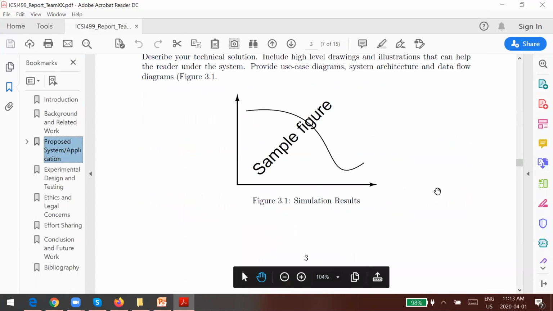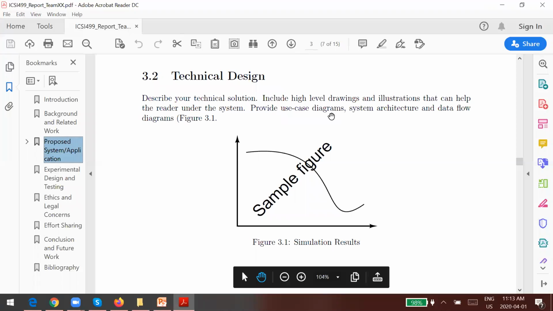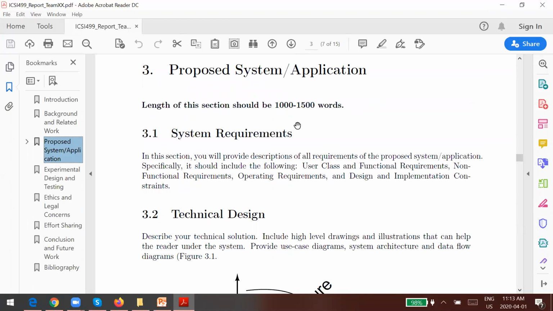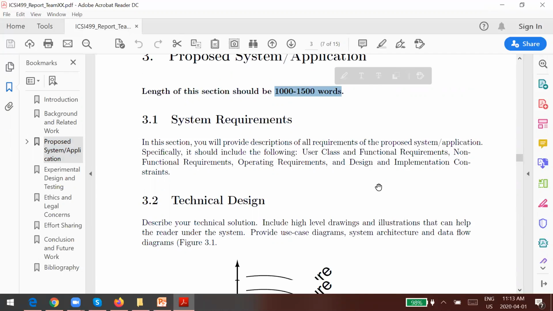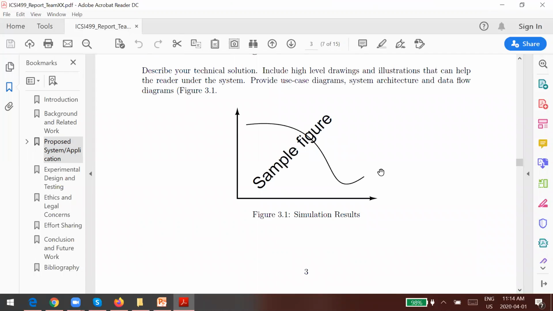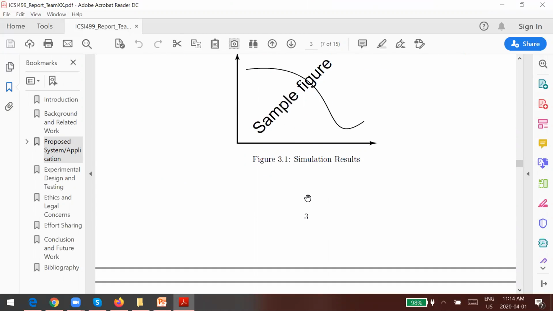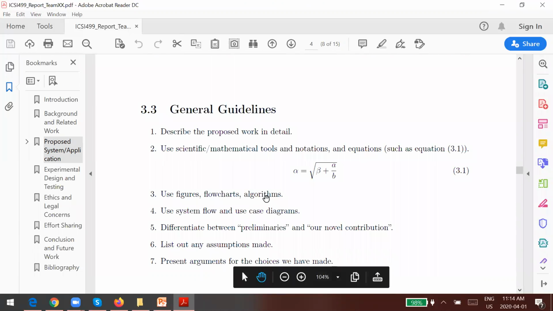Technical design is important. In technical design, of course, you can provide use case diagrams, system architecture, data flow diagrams, etc. But just make sure that you don't just put diagrams. You need to describe those diagrams in text. That is why I told you this section or chapter would be around 1000 to 1500 words. So you need to describe those diagrams in text and refer to them. These are the general guidelines which I already explained on the slide.